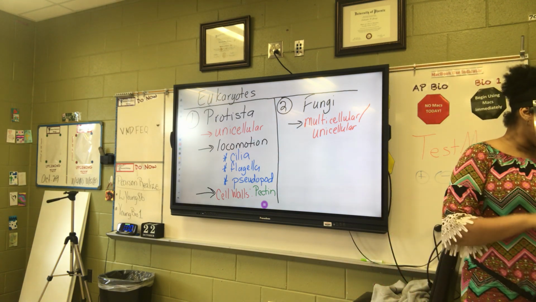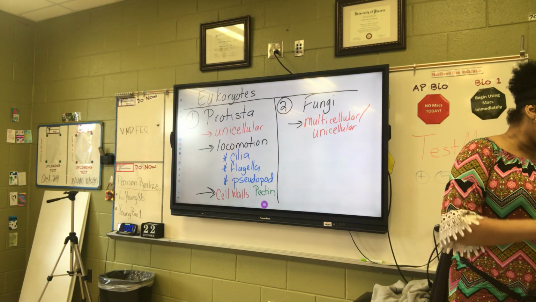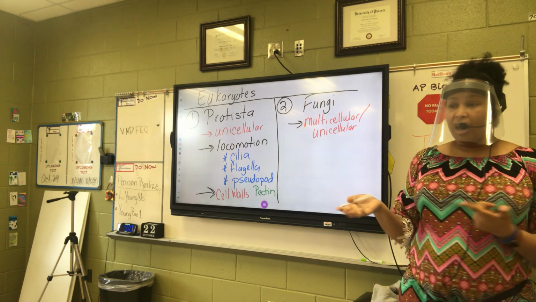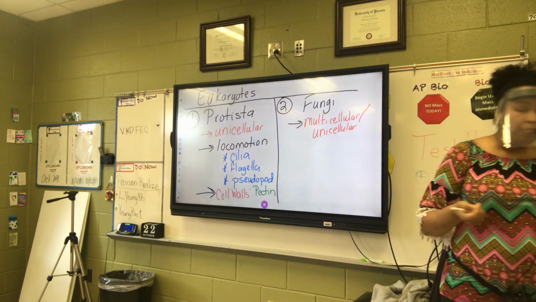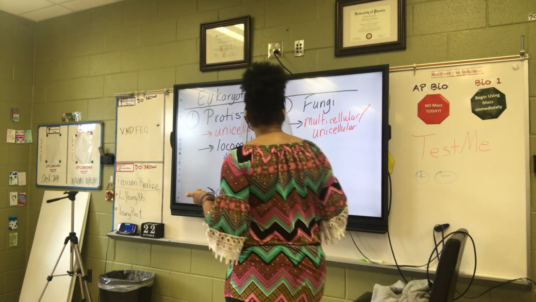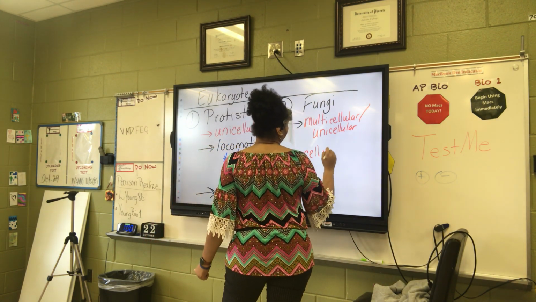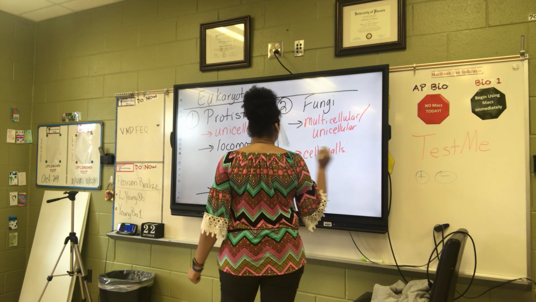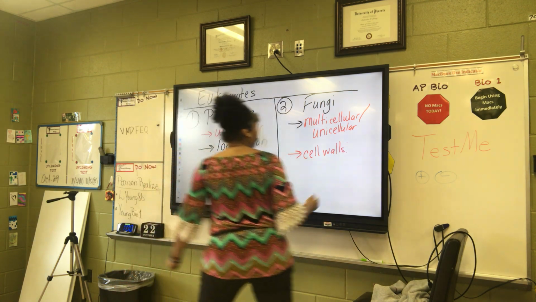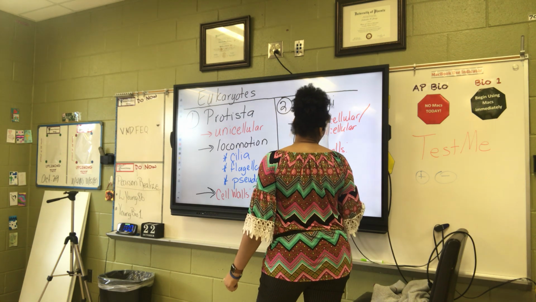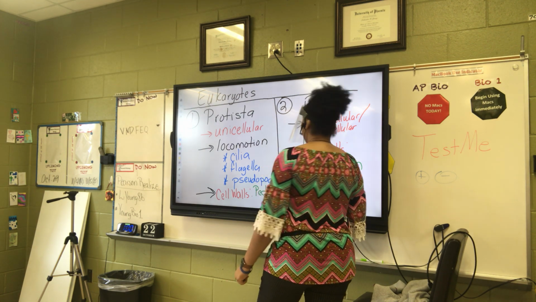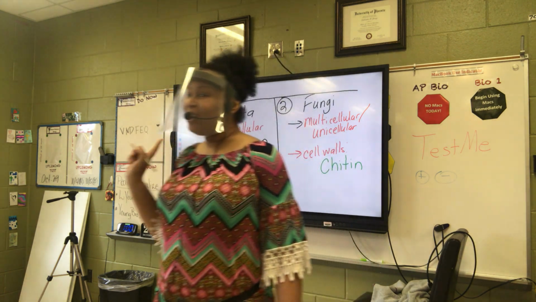They're going to have a cell membrane, a nucleus, mitochondria, ribosomes. Most of them are even going to have ER and Golgi, okay? Now, they have cell walls, and remember I told you to focus on making sure you know what the cell walls are made of. Cell walls are made of chitin. Where have you seen that before?